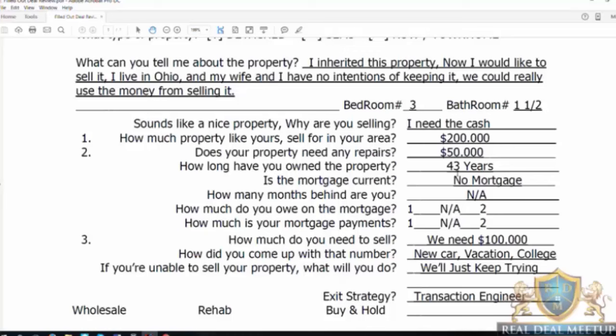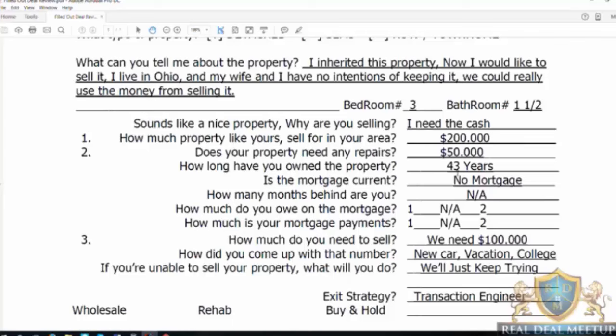How did you come up with that number? Well, I want to get a new car for my family. I want to go on vacation. I want to help with my children's college fund. So that's how the seller came up with the answer, and this is extremely important. You want to know the reason behind this question and the answer, because it could help you tailor how you should structure the deal. Remember, we're not pigeonholed into one exit. We're thinking as a transaction engineer, and what are the multiple exits for this?